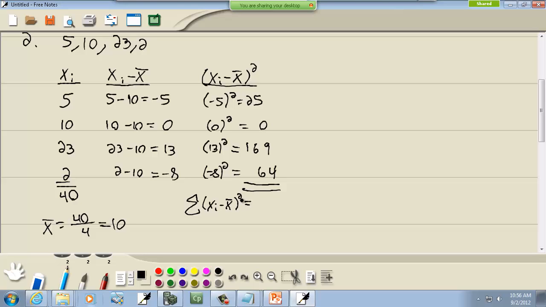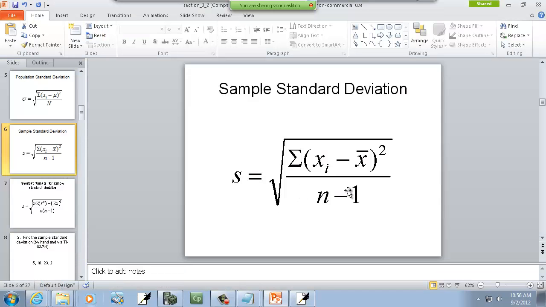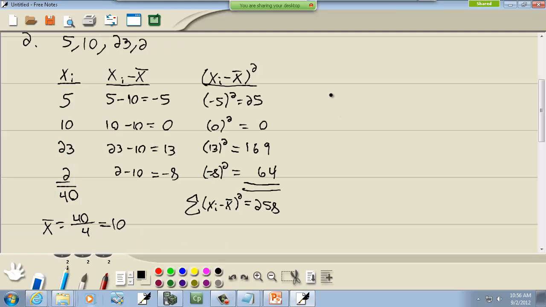And I'm going to use technology here and not do it by hand. 25 plus 169 plus 64, and we get 258. Well, now we're ready to plug it into our formula.